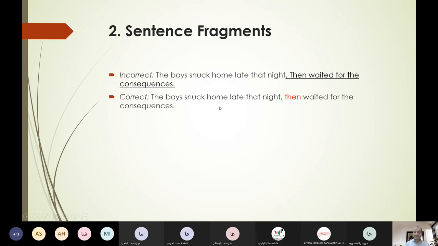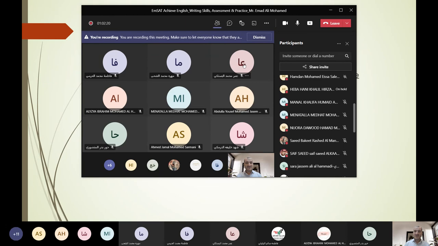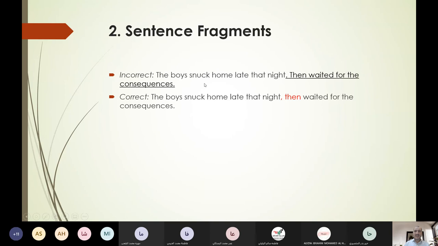Okay, who would like to read this? This is very important, actually. Sentence fragments. Who would like to read that, please? Omar Muhammad. Are you there, Omar? Would you please read? Okay, I'm going to read it. Listen carefully. Incorrect: The boys snuck home late that night. Full stop. That means I finished it. That's okay. Then waited for the consequences.